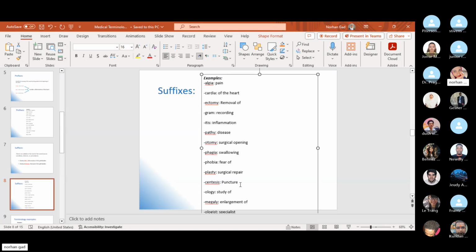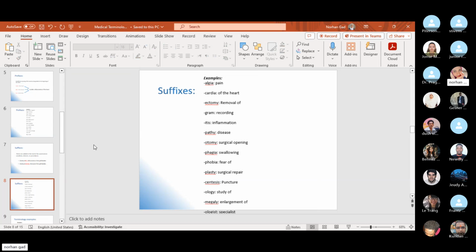So synthesis means puncture. Ology is the study of. Megaly means enlargement of. Guys, please mute yourself. And megaly is enlargement of, like cardiomegaly. Cardiomegaly means enlargement of the heart. Cardio is a root and it means the heart, and megaly is a suffix which means enlargement of. So cardiomegaly, enlargement of the heart. Ologist is the specialist. Whoever is specialized in anything, we just add ologist to the end, like cardiologist, dermatologist, and so on and so forth.